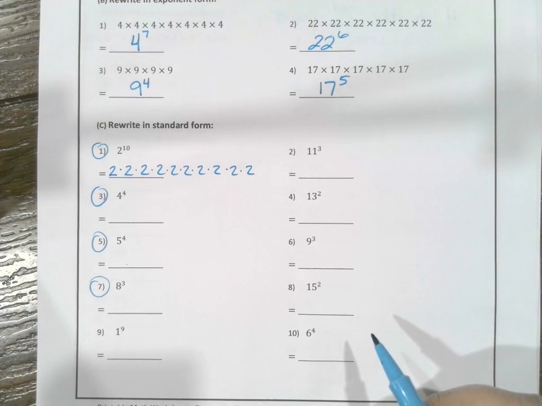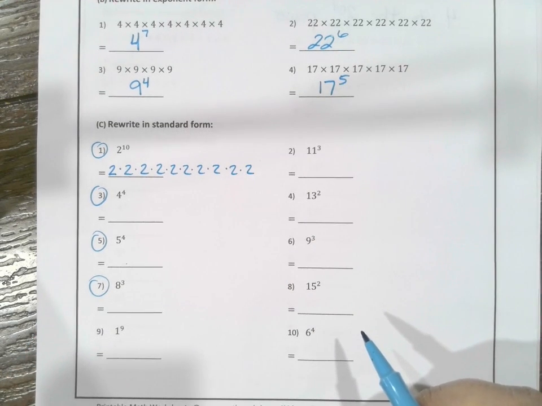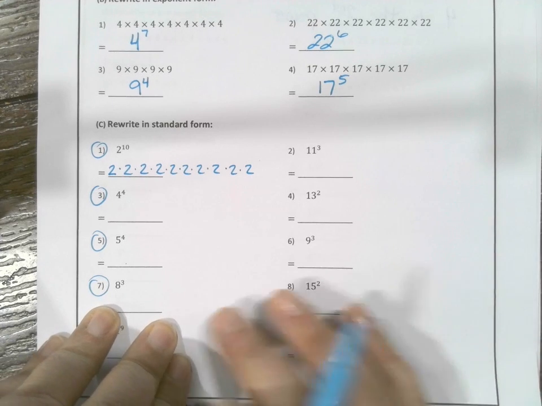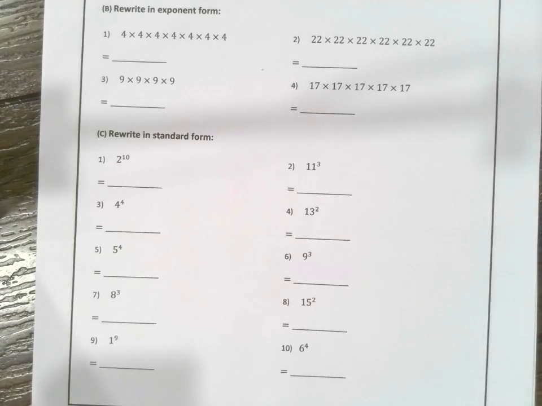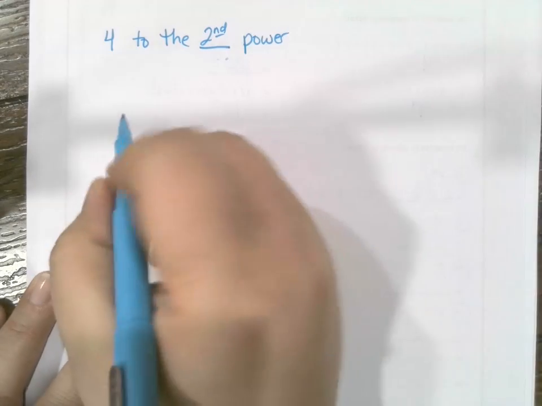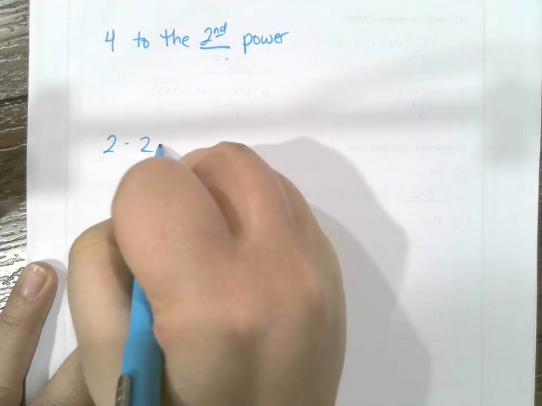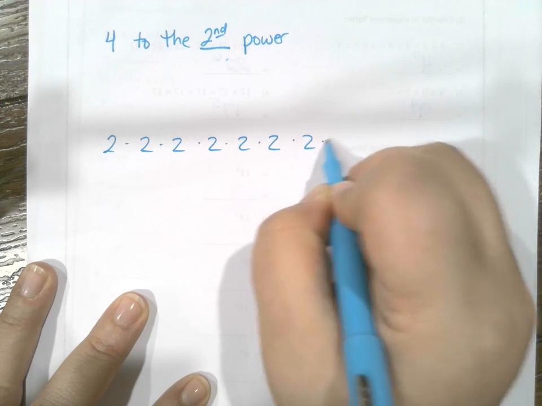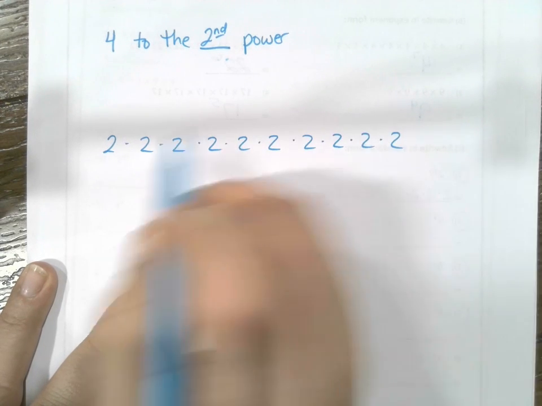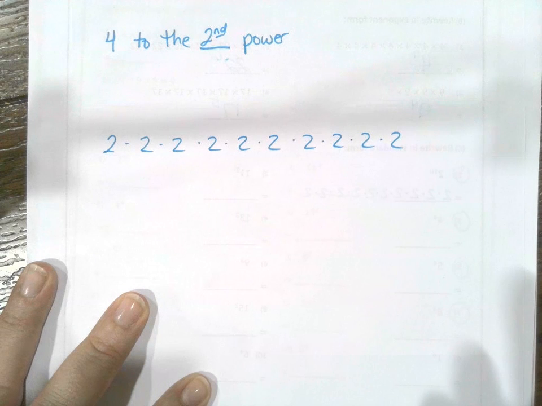All right, and now I want to actually multiply it and get it in standard form. I'm actually going to do this on the back of my paper just so I have a little bit more room. All right, so I'm going to rewrite that 2 to the 10th power. 1, 2, 3, 4, 5, 6, 7, 8, 9, and 10.